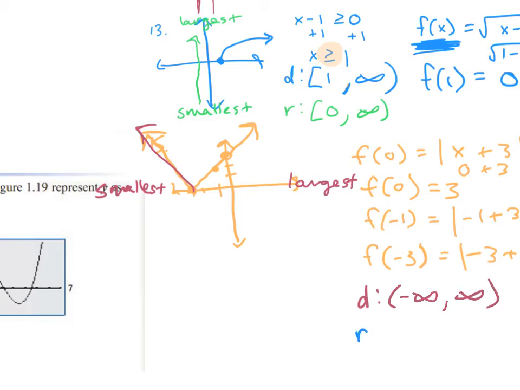Now for our range, we start at our smallest y value and go to our largest. So where does our graph start? 0. 0, perfect. And where does our graph end going up? Infinity. Infinity.